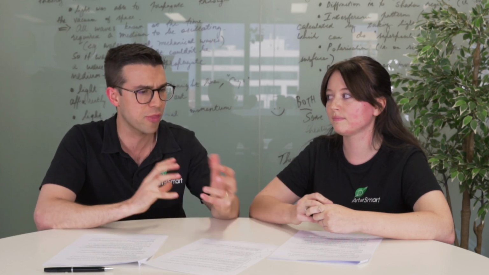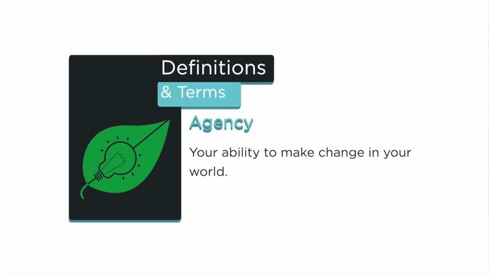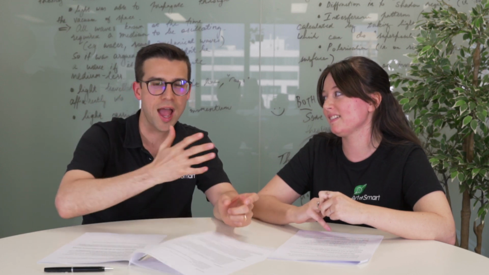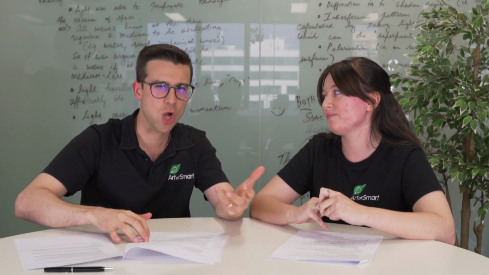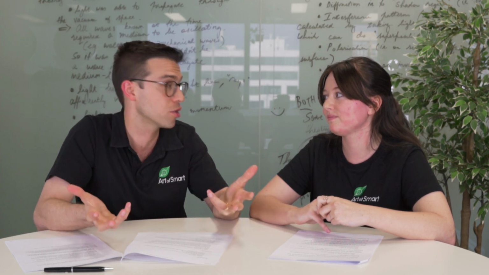But before we do that, I think we need to set the scene, and that is, well, what on earth is agency? Agency basically is your ability to make change in your world. Nice and simple. Your ability to make change in the world. Fantastic. So now that we've established this, what I want to do with Brooklyn is really dive in at some examples of how you can build analysis around this idea of agency.